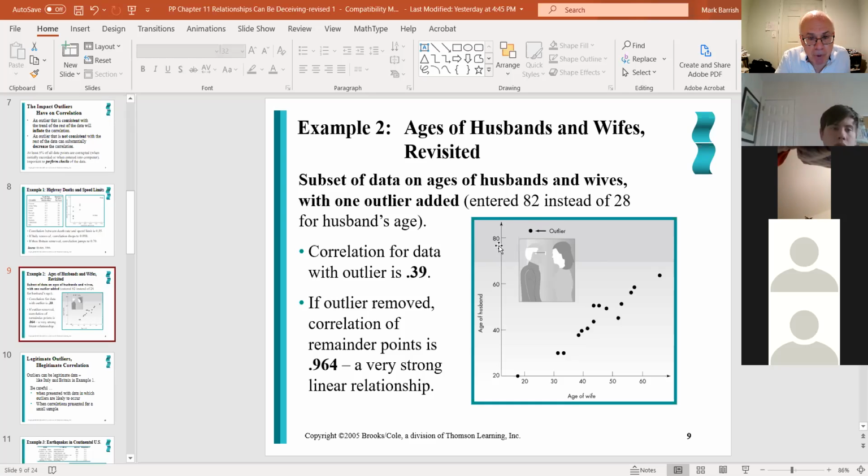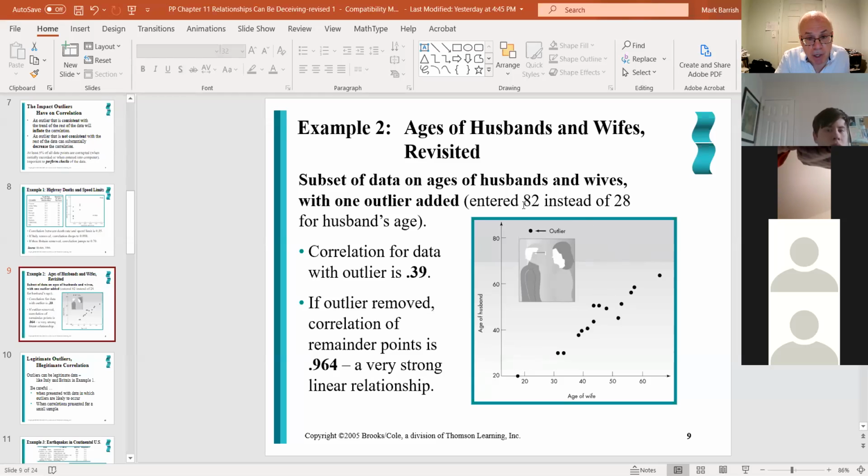But then if we remove that outlier, the correlation of the remaining points is 0.964. Very, very strong positive linear relationship, very close to 1. And you can see it with the rest of them here. But if this was supposed to be 28, the point should be down here somewhere. And if we included it with the correction, we would have seen probably not 0.964, but probably 0.9, 0.85, something like that. It's still a strong positive linear relationship.